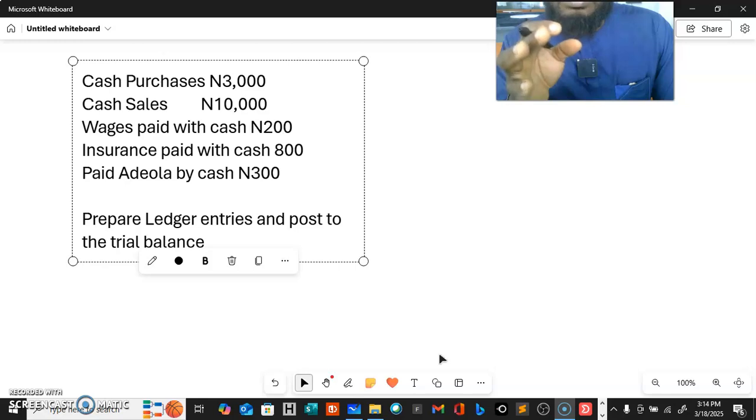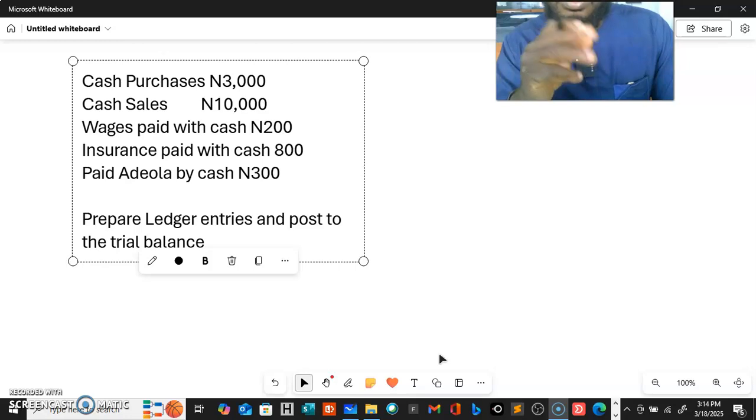Now, today I will be showing you how to post from your ledger account to the trial balance. And I'm also going to be showing you ways by which you can identify transactions based on the categories and how you can easily make your postings to the trial balance without any form of error. So let us go ahead and do some work.